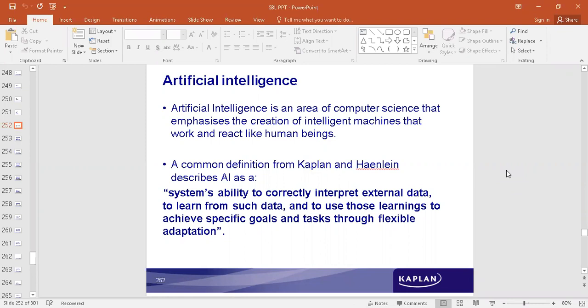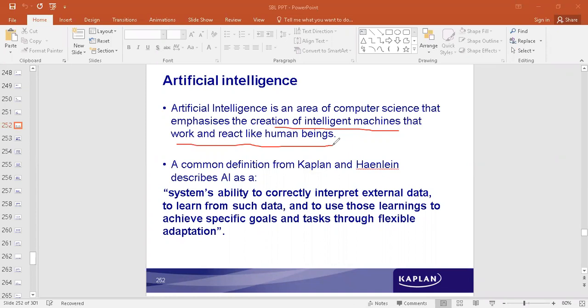Artificial intelligence is that area of computer science that emphasizes the creation of intelligent machines that work and react like human beings. It is an effort made to make machines think and act like human beings.